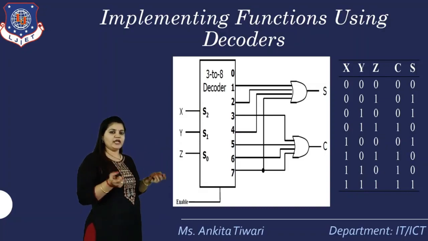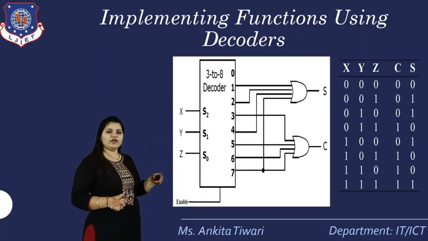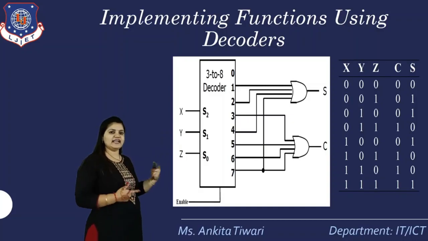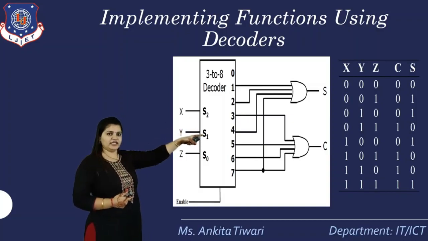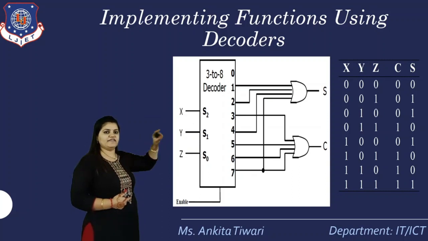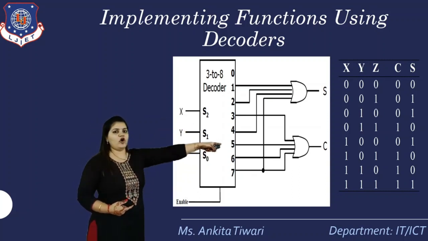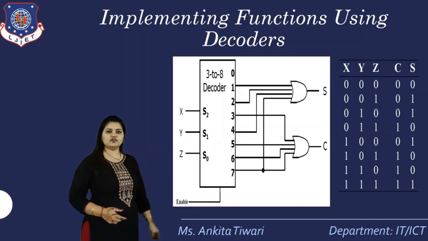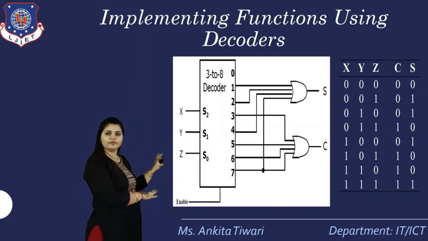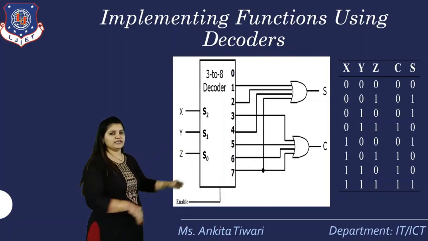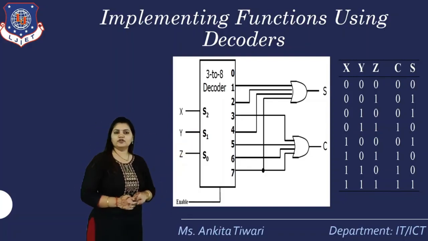So this is one output. The next output is C. How will we take that C? Which values are active? 3, 5, 6 and 7, from the table itself. Just see the table: 3, 5, 6 and 7. So you will take 3, 5, 6 and 7, do an OR, and put that in C. So you got 2 outputs from the 3 cross 8 decoder. With the help of the 3 cross 8 decoder, you have designed a full adder circuit with the help of the truth table.